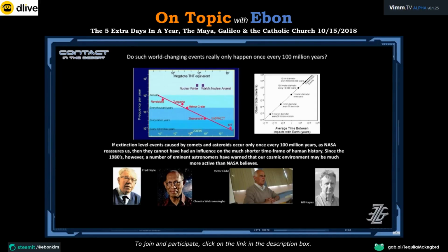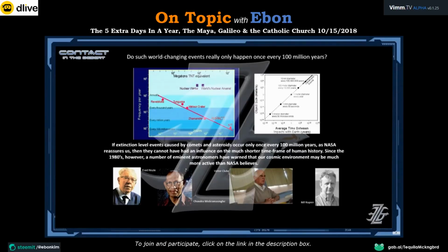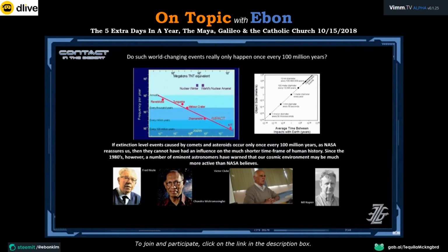How nice of the universe to be so Germanic in its timekeeping that we can actually set our cosmic clocks by it. But there are many scientists and astronomers who are uncomfortable with NASA's comforting position. And they include the late Sir Fred Hoyle, leading astrophysicist from Britain, Chandra Wickramasinghe, Victor Clube, Bill Napier, and many others. They are arguing that actually there are fluxes of events, and in geological time, these fluxes can unfold over 20 or 30,000 years, but when you view that in context of hundreds of millions of years, you don't even notice it. They've been warning that our cosmic environment may be much more active than NASA believes.